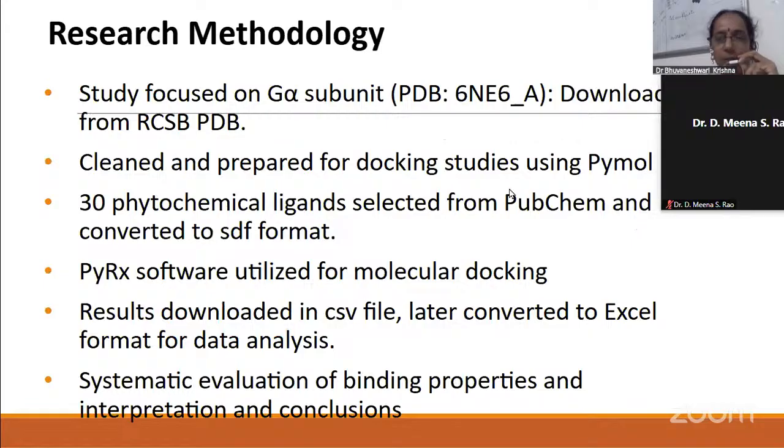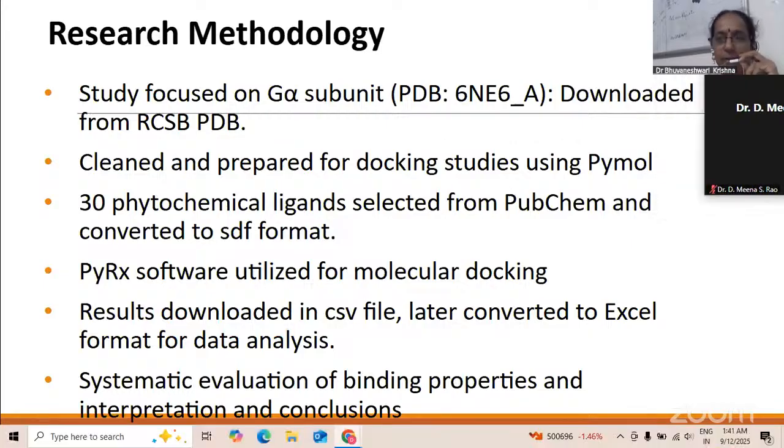What is the research methodology I used? The study focused on the G alpha subunit. The PDB number is given there, 6NE6 underscore A. This was downloaded from the RCSB PDB website. This was cleaned and prepared for docking studies using PyMOL. About 30 phytochemical ligands were selected from PubChem and converted to the SDF format. So on one end, I prepared the ligand, and on the other end, I prepared the protein target molecule.